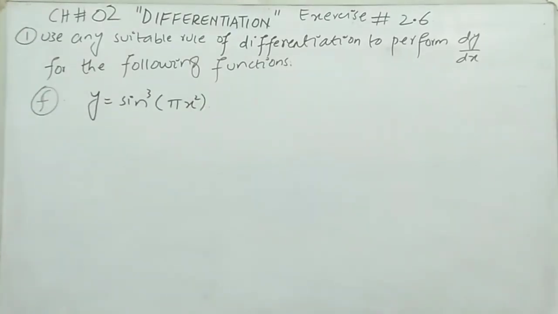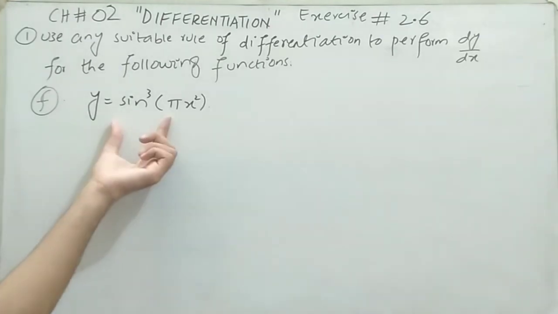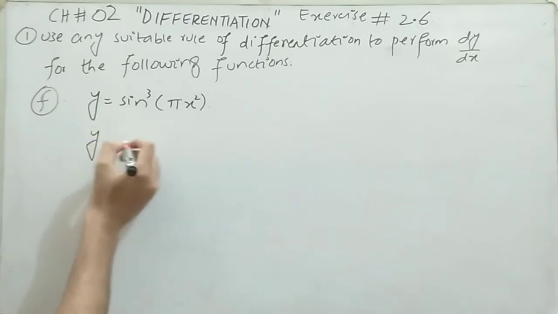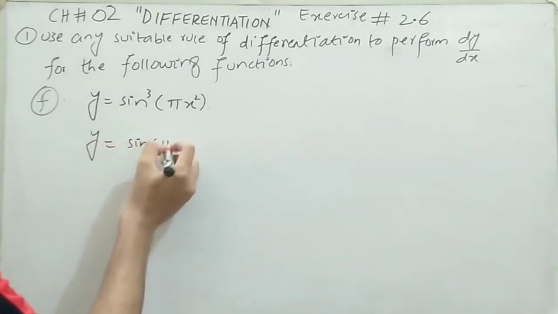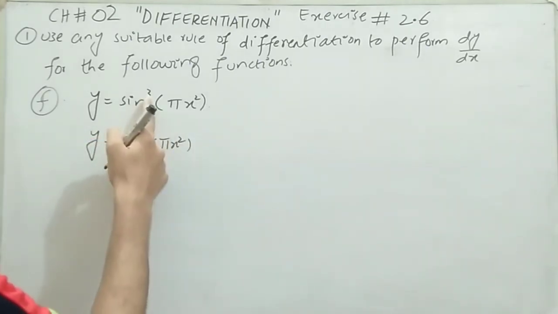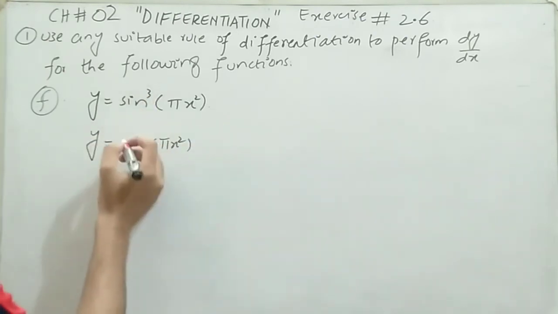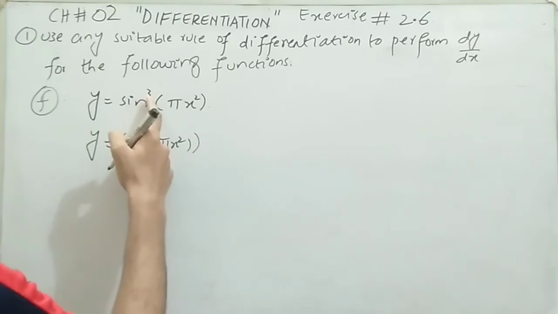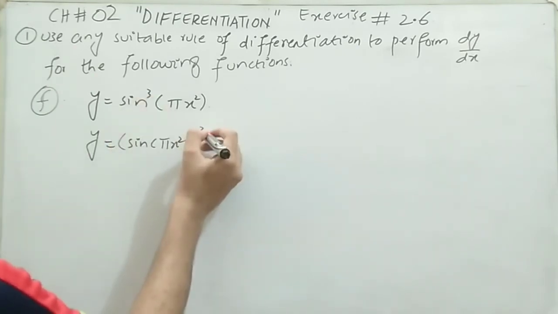Now move to the last part of today's lecture and the last part of question number 1. It is a little bit difficult. Now we can write it just like this: y is equal to sin of pi x square, and this cube is the power. So we can take this power on the whole sin pi x square. So it becomes sin pi x square, whole power 3.